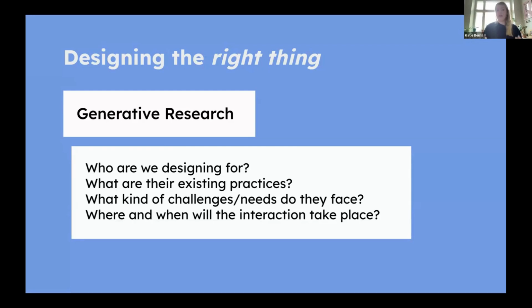So when we're thinking about designing the right thing at a generative research stage of user experience research and design, we're asking questions such as: who are we designing for? What are their existing practices? What kind of challenges and needs do they face? And where and when will the interaction take place? Questions such as this. We're really trying to understand what the field is here.